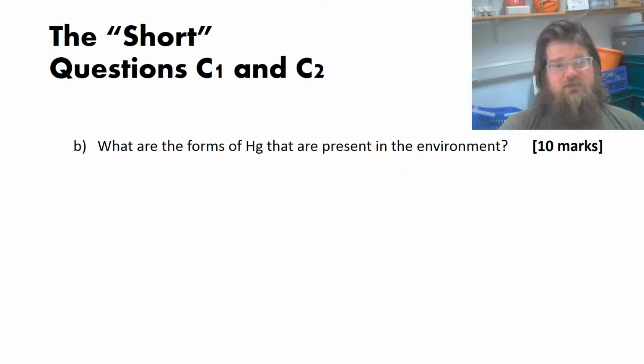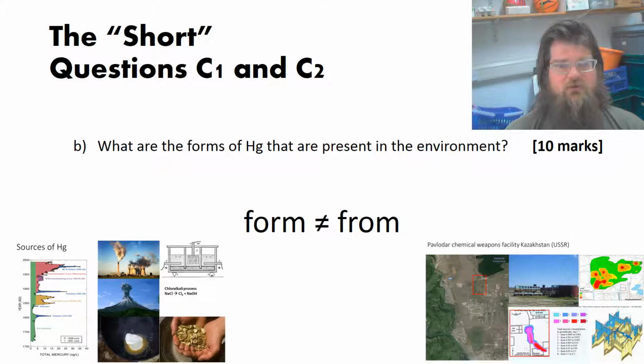The next part of the question asks about what forms of mercury are present in the environment. A few people fell over a little bit. It wasn't so much a trap, but they misinterpreted the question and misdirected their answer, writing about where mercury is from, the sources and all this kind of stuff. That is a good thing to add once you've answered the actual question, which is about what form the mercury has, what different flavors of mercury chemistry there are in the environment.